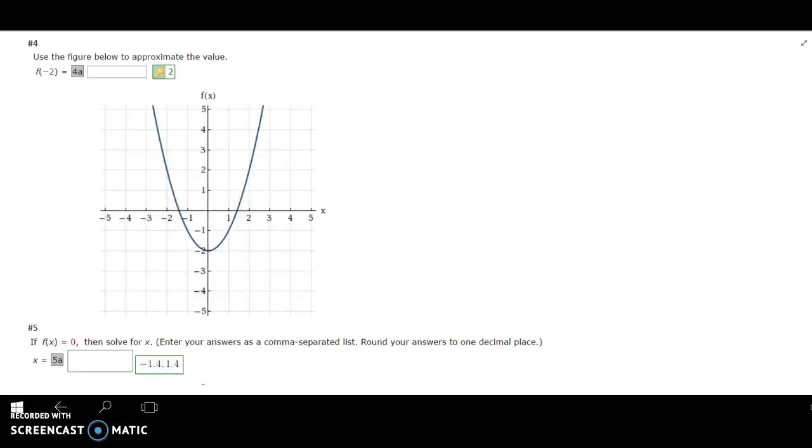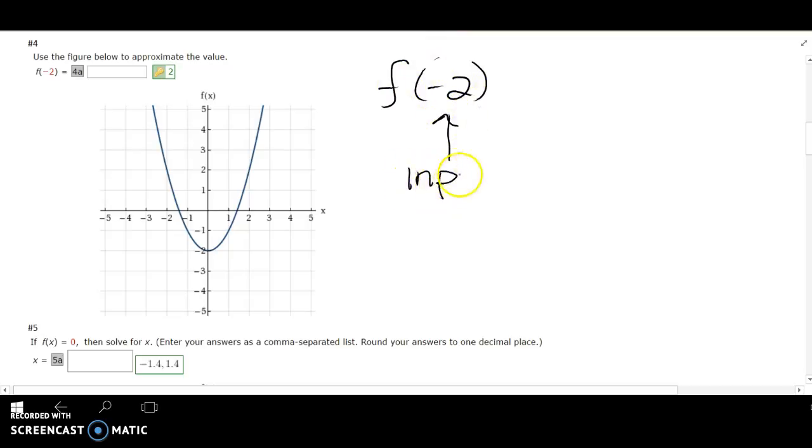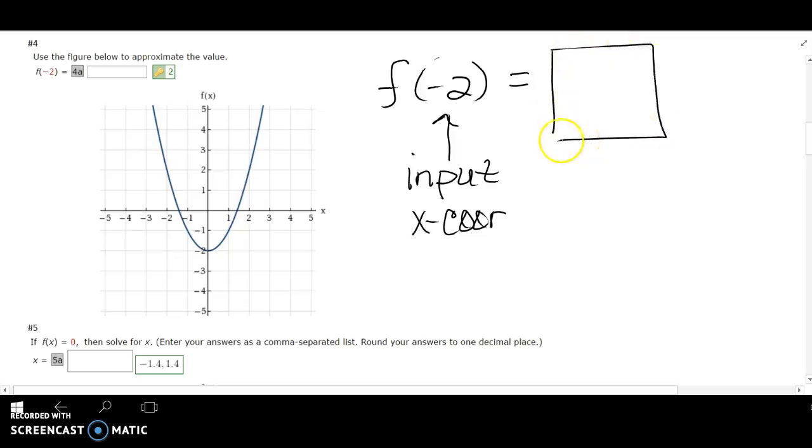In this problem, we're given a graph, and it says use the figure below to approximate the value. Now remember that when we have to find out what f of negative 2 is, negative 2 is our input, or our x coordinate. So we have to find the output, or the y coordinate, that goes with it. So that's what we're looking for.